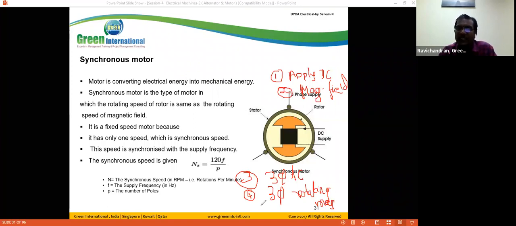Now see the second and the fourth point. Second point, we have a constant magnetic field, and the fourth point, we have a rotating magnetic field. So the rotating magnetic field and the constant magnetic field of the rotor interact with each other, so it tends to rotate. So that's why we have mechanical energy.